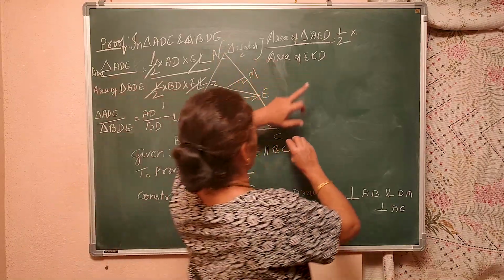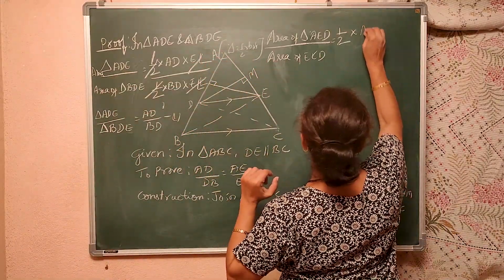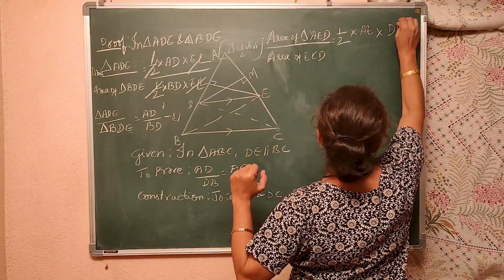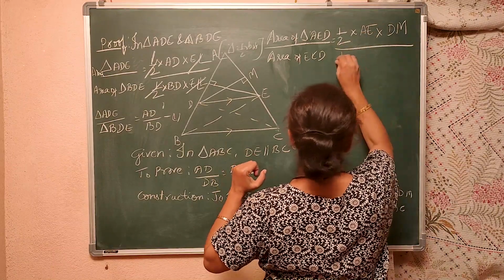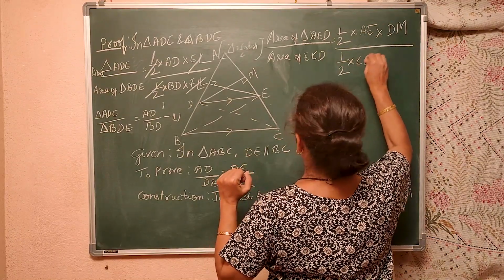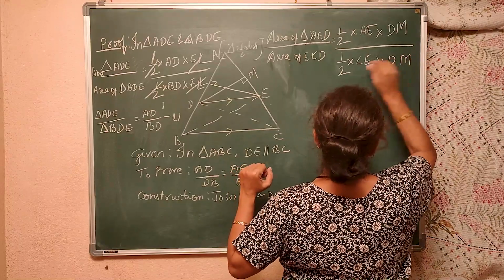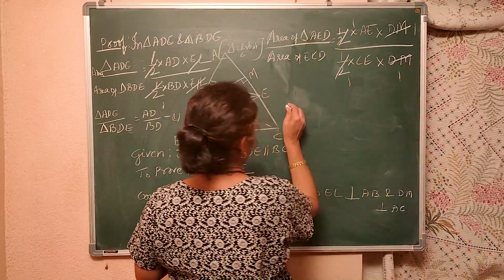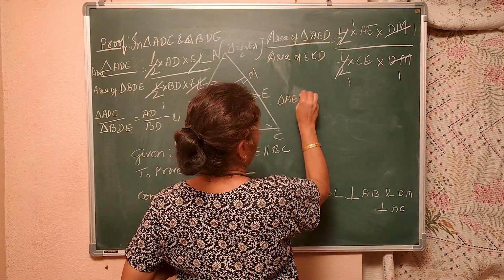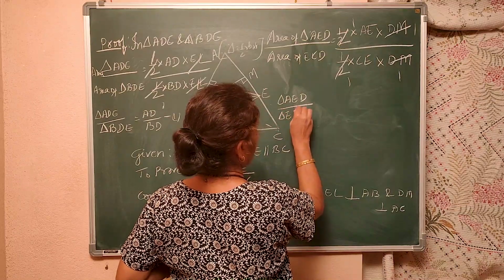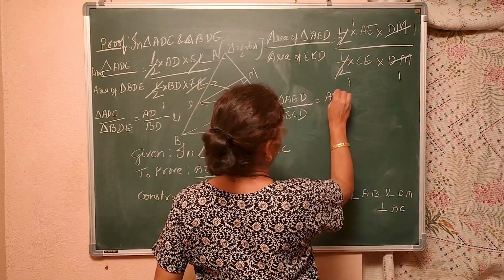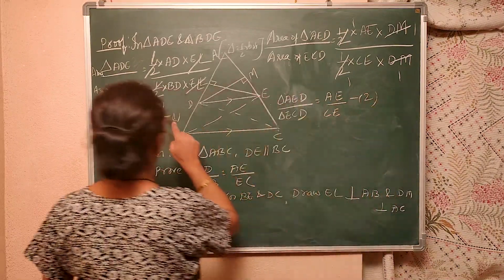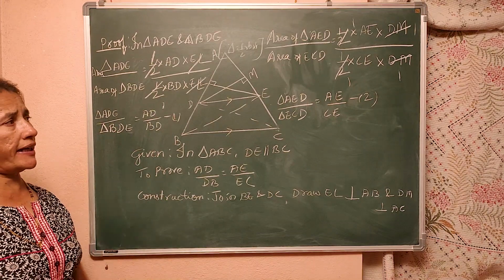Here also half into AE into DM divided by half into CE into DM. Half gets cancelled, DM gets cancelled. So what remains? Area of triangle AED divided by area of triangle ECD is equal to AE by EC. Call it as 2. This one you called as 1. You compare 1 and 2.